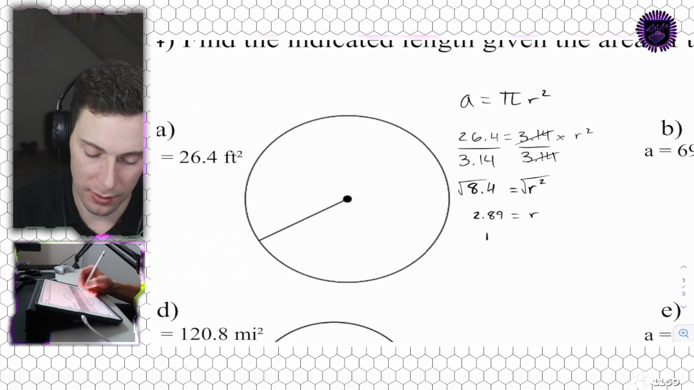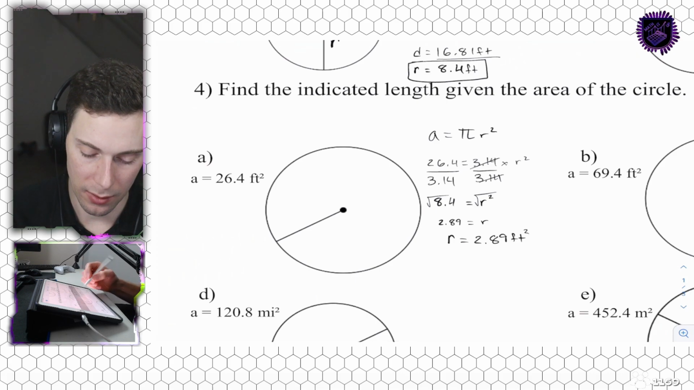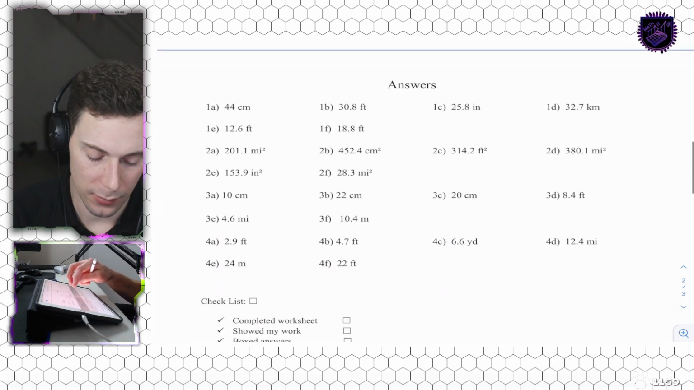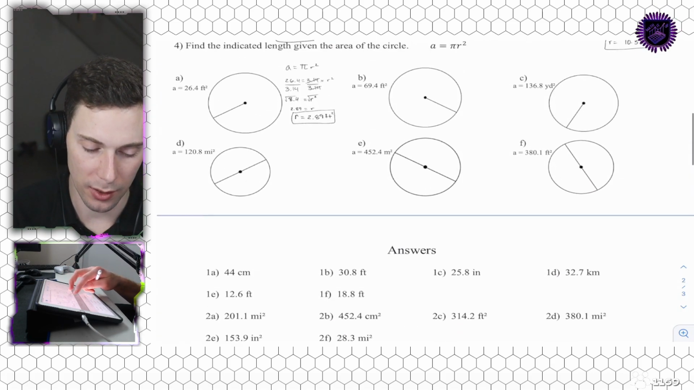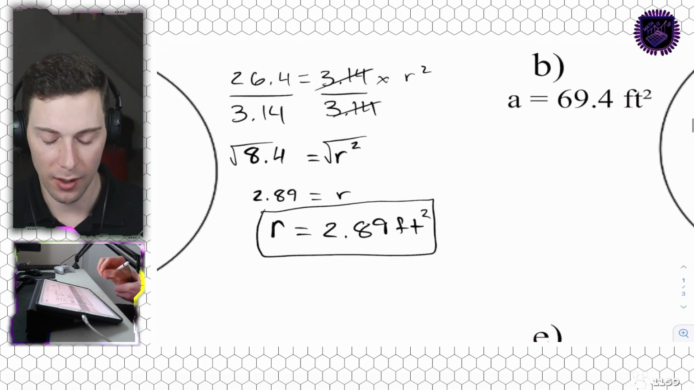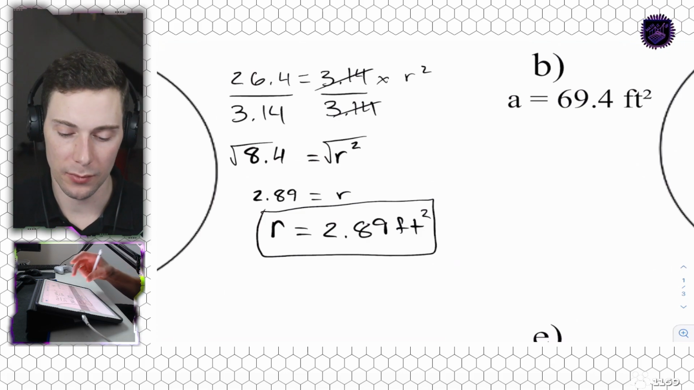So radius is equal to 2.89 feet. And the answer says 2.9. Yeah, they rounded up to the hundredth, so 2.9, which is perfect. Go us.